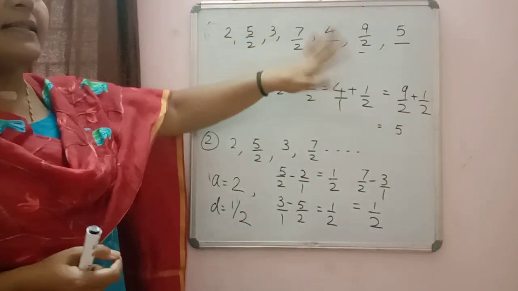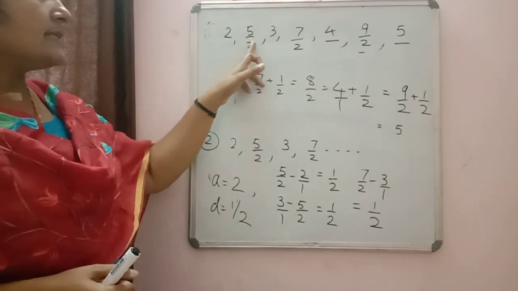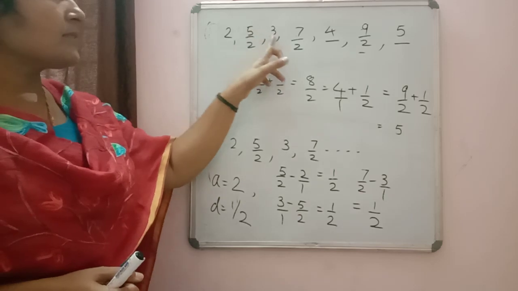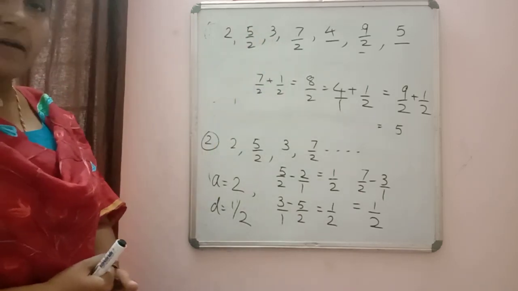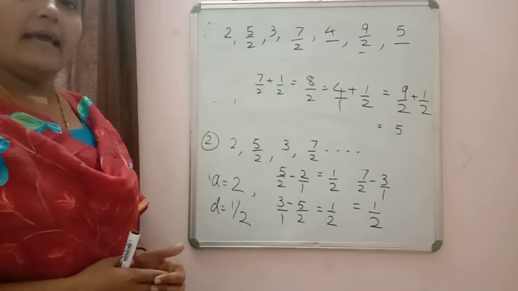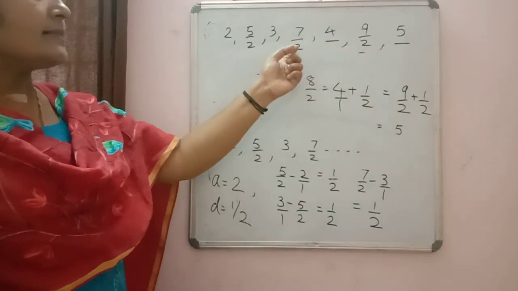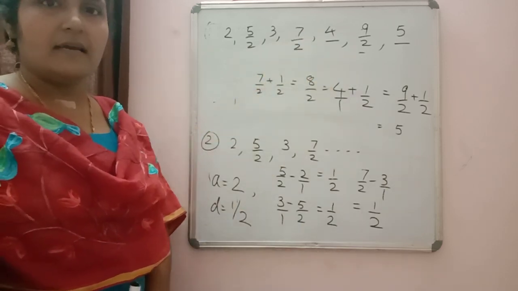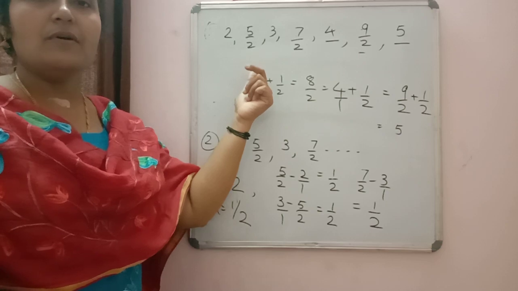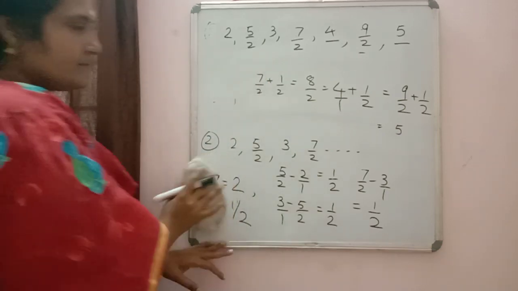So to check whether they are in AP or not, just find out the differences. Second term minus first term, third term minus second term. If the differences are same, then we will say they are in AP. And to get the next terms of the AP, add the common difference to the previous term. The concept is clear to you? Yes. So we will move to the next question.